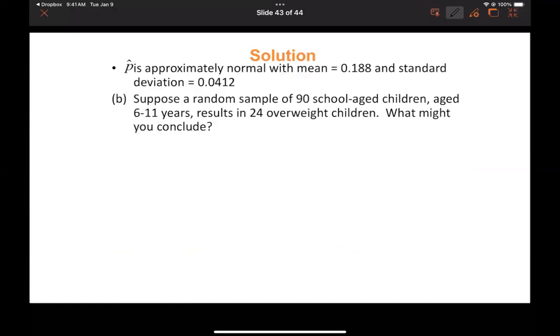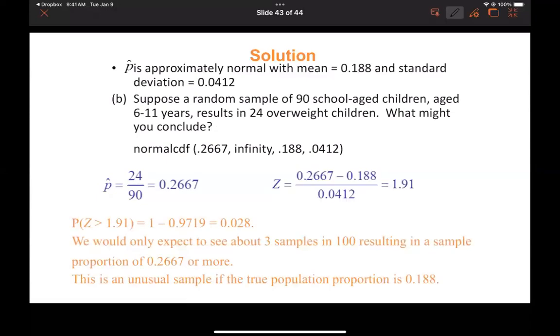So, and this is our math that we did on the other one. So what it says is we would only expect to see about 3 samples in 100, resulting in a sample proportion of 0.2667 or more. It's unusual if the true population is 0.188. They didn't even draw fun conclusions, which I like to draw. They didn't even do that. Rude. So this is just the same math we already did. They just put fancy words on it.